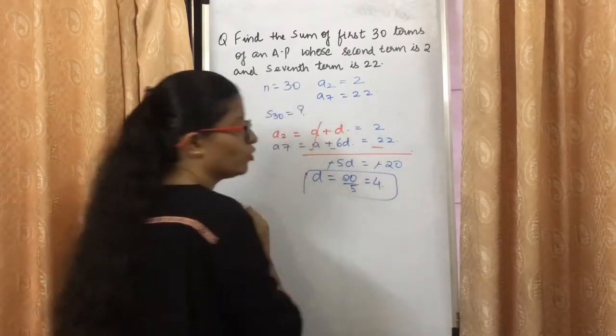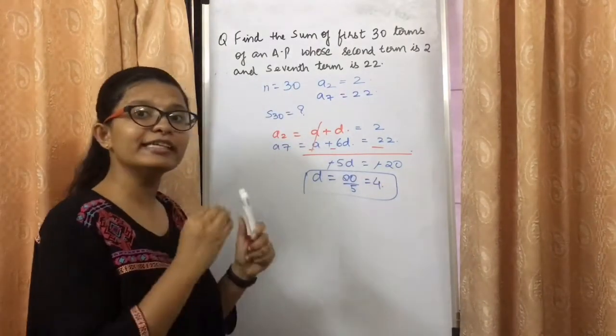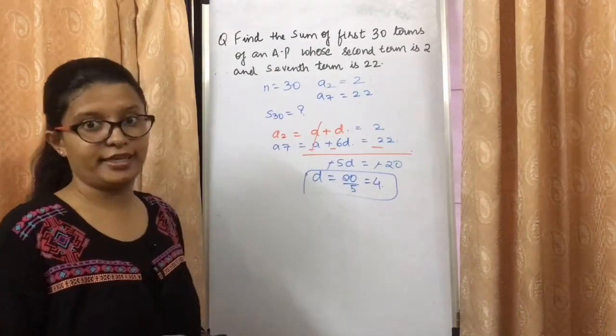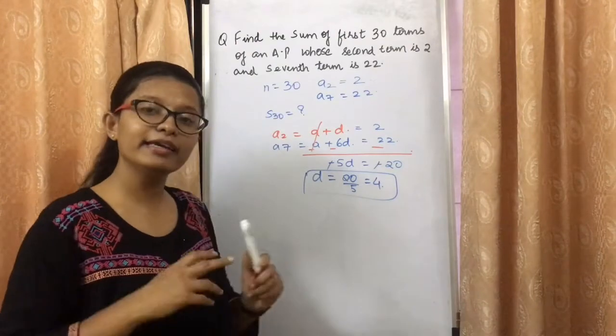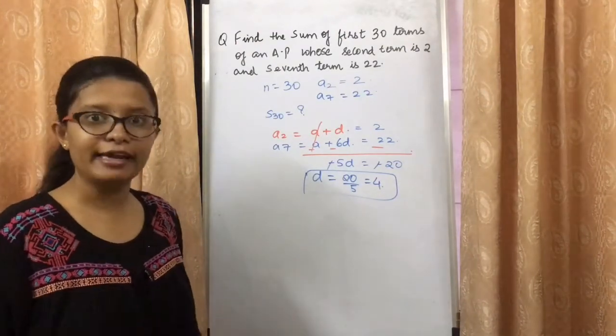तो D की वैल्यू हमको कितनी मिल गई? 4. So हमको क्वेश्चन में हमेशा कुछ ना कुछ ऐसा दिया जाएगा जिससे कि हम उसका फर्स्ट टर्म और कॉमन डिफरेंस निकाल सकें. तो वही चीज आपको देखनी है कि किस तरीके से हम लोग निकाल सकते हैं. अदरवाइज क्वेश्चन में कुछ भी डिफिकल्ट नहीं होता.